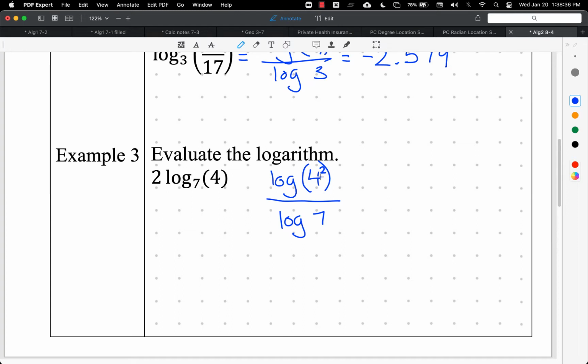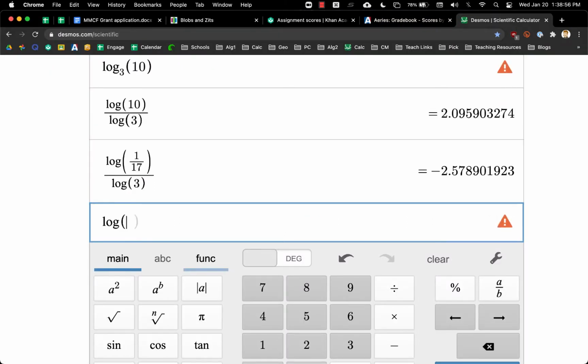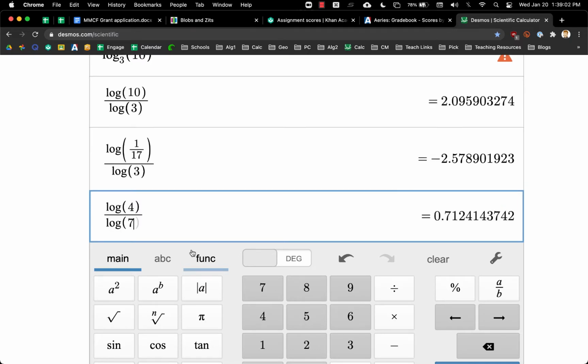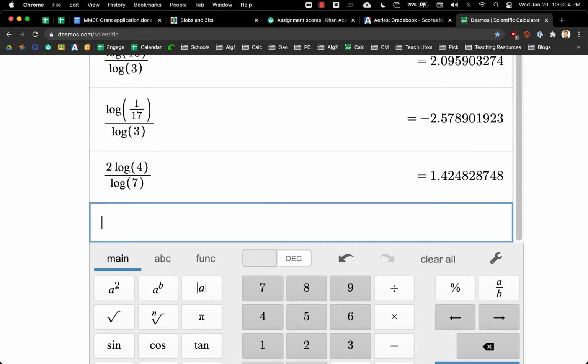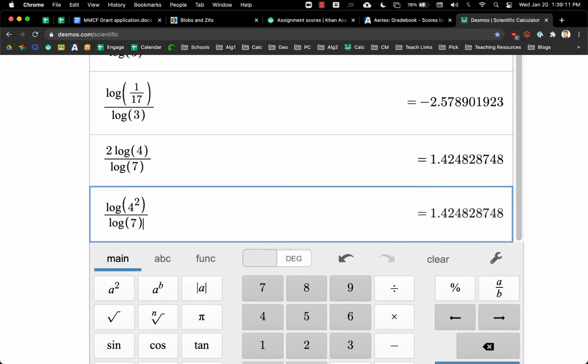So that's one way of doing it. The other way of doing it is just to not do anything with the 2. So this is the first easy way. The second easy way is just do 2 log of 4 all over log of 7. These two are the same answer, and I'll prove it to you. Log of 4 divided by log of 7, and then let's put a 2 there, and then do log of 16, or if you prefer, 4 squared, divided by log 7.